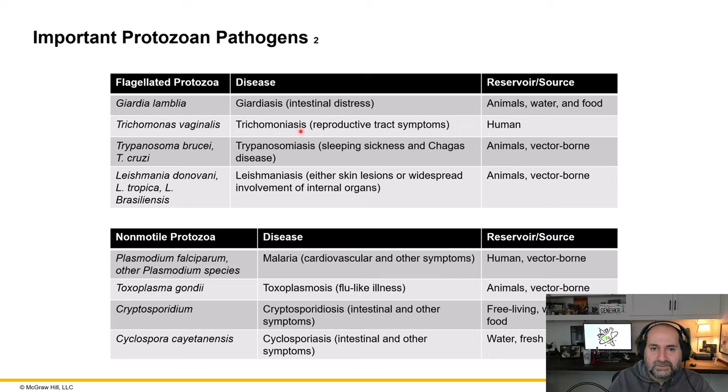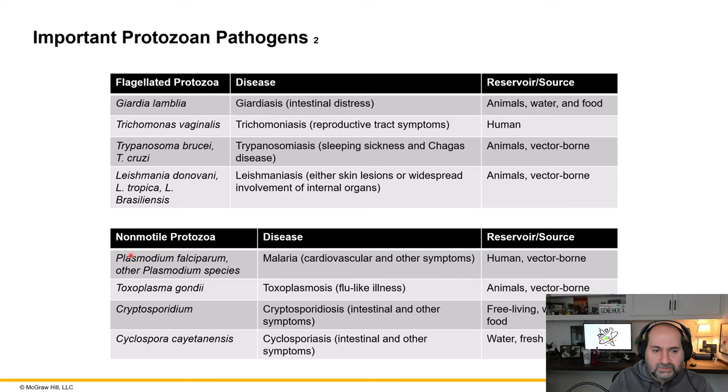This is an infection of the reproductive tract in humans, with reproductive tract symptoms. Trypanosoma brucei causes sleeping sickness, African sleeping sickness. Trypanosoma cruzi causes Chagas disease, a dangerous disorder. Leishmania causes leishmaniasis. Again, these are all flagellated protozoa, and these are the diseases that they can cause.